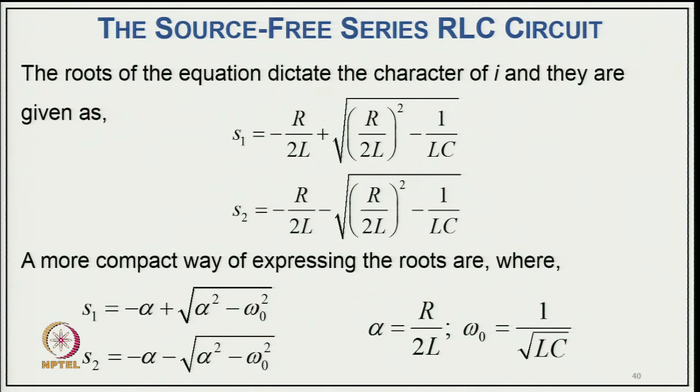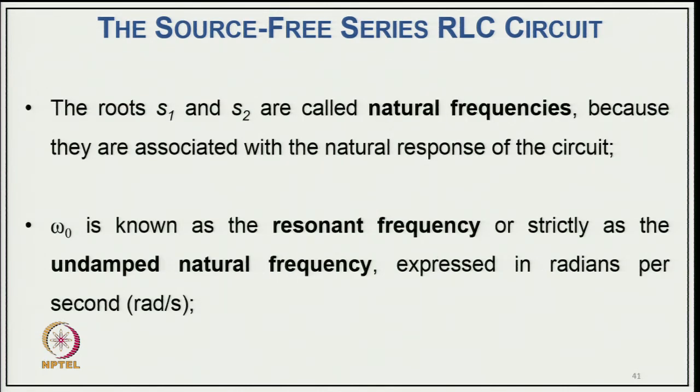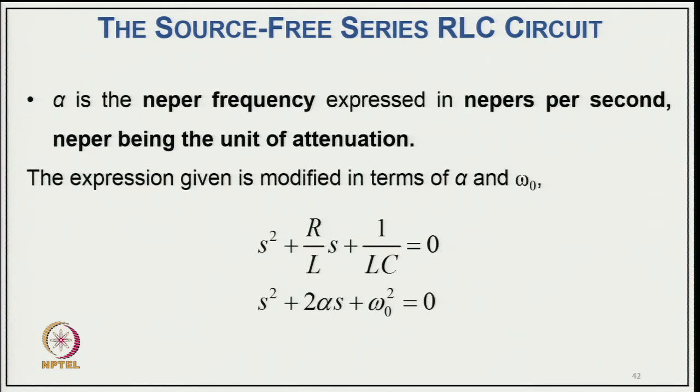So, these are the two roots, which can be written in a more compact form of expressing the roots. So, you can write S1 equal to minus alpha plus under root alpha square minus omega0 square, and S2 equal to minus alpha minus under root alpha square minus omega0 square, where alpha we define as R upon 2L and omega0 as 1 upon under root LC. The roots S1 and S2 are called the natural frequencies, because they are associated with the natural response of the circuit, and omega0 is the resonant frequency, or strictly the undamped natural frequency, expressed in radian per second. Alpha is the Neper frequency, expressed in Nepers per second, Neper being the unit of attenuation, and the expression is modified in terms of alpha and omega0.